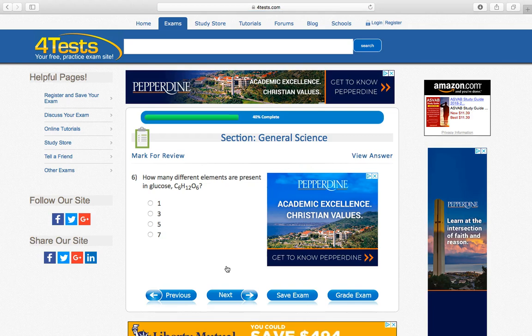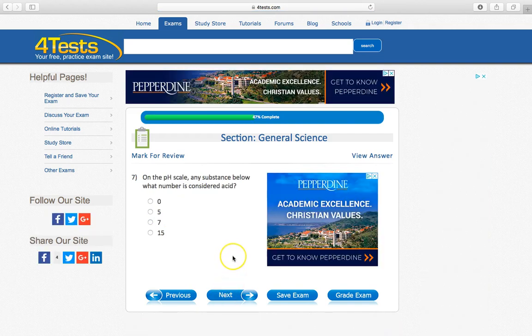Okay. How many different elements are present in glucose, which is C6H12O6? Okay. So don't get caught up in the little subscripts here, these numbers, right? The nature of the elements is that you have carbon, hydrogen, and oxygen, right? Carbon, hydrogen, oxygen. So that's 3 elements. So our answer is 3.